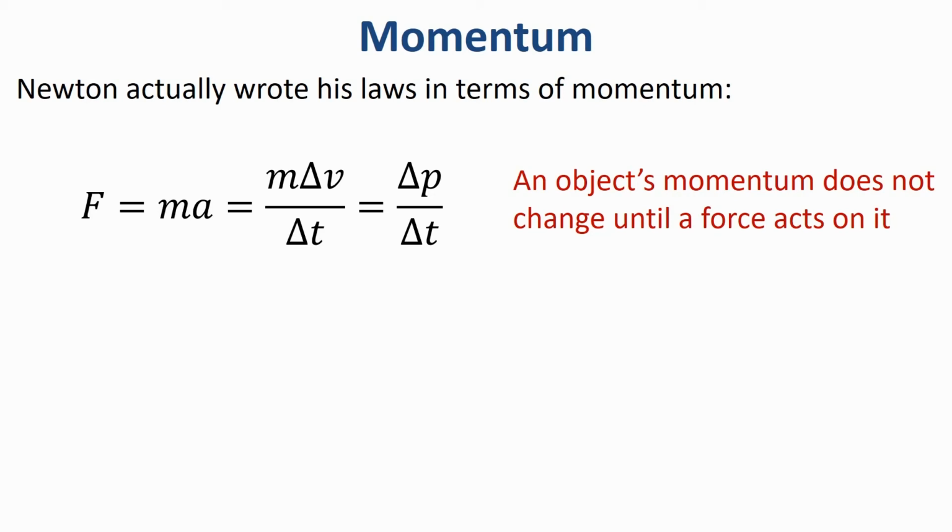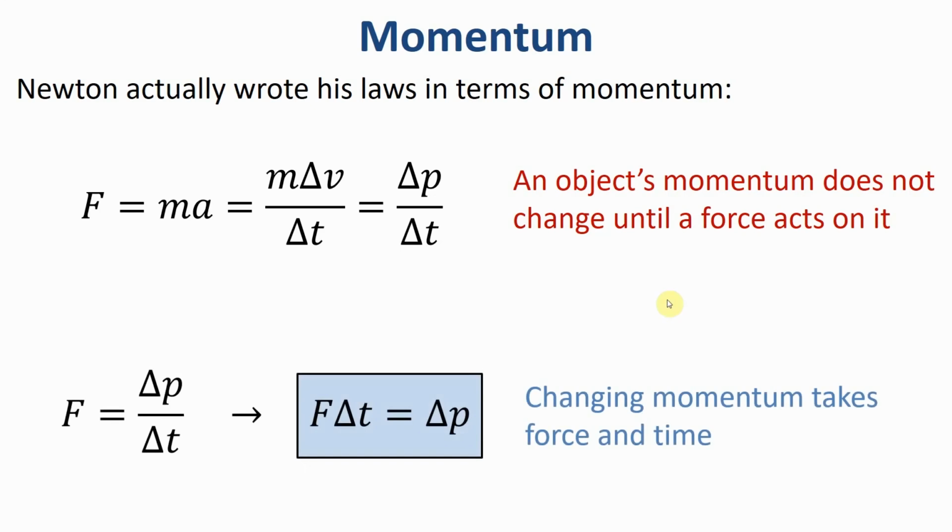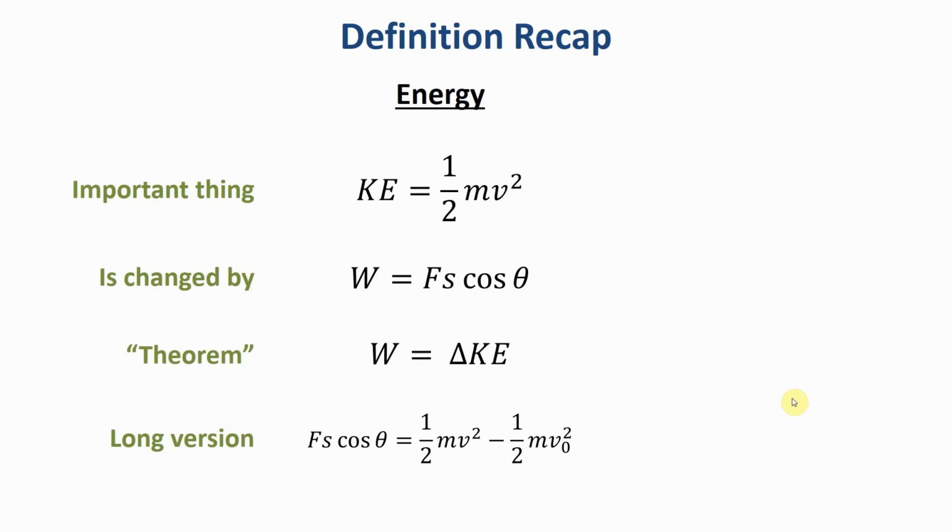This gives us a really helpful equation. To be able to change a momentum, solve this for delta p, and I get that's force times a time. So if I want to change your momentum, all I need is a little bit of force and a little bit of time.